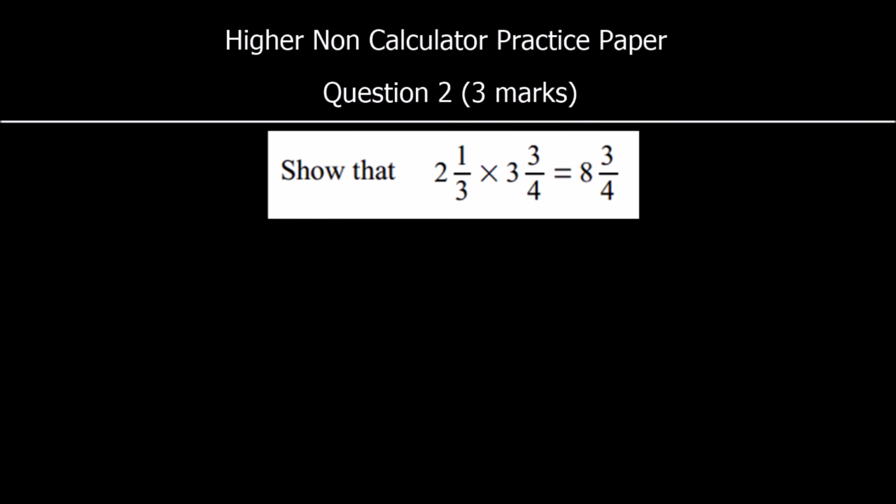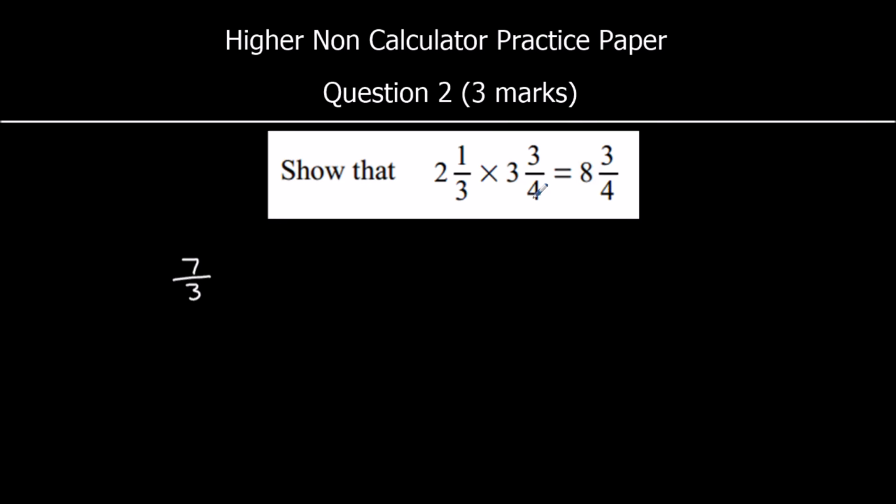Question 2. We're multiplying fractions here. We could be asked to add fractions or take away fractions or divide fractions, but in this question we are multiplying fractions. To multiply fractions, we need to first make the fractions into top-heavy fractions. So I'm going to change these into top-heavy fractions. So 2 and 1/3. 2 is 6/3. 2 times 3 is 6. So 6/3 and another third is 7/3.